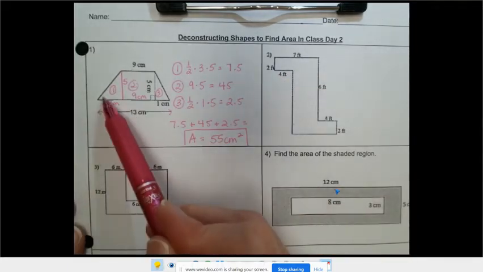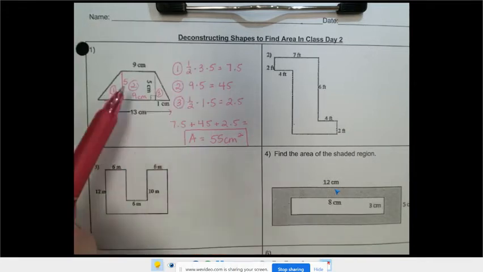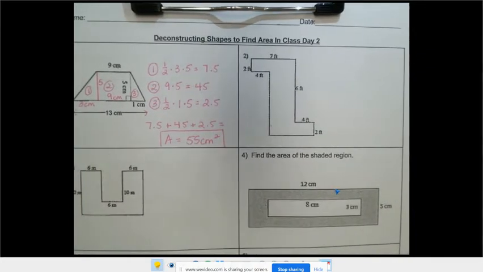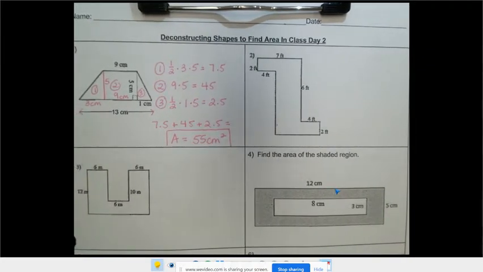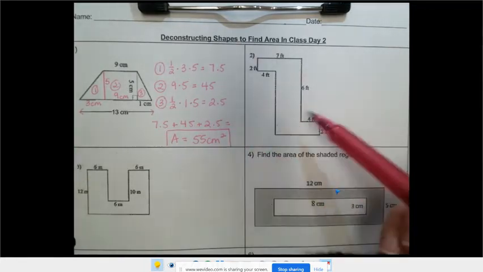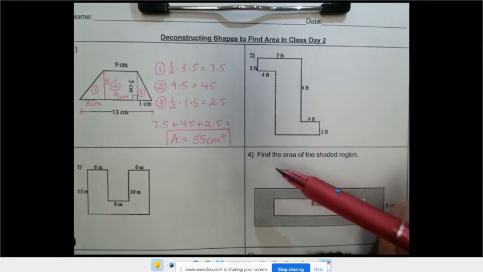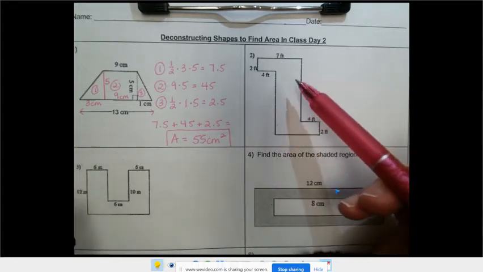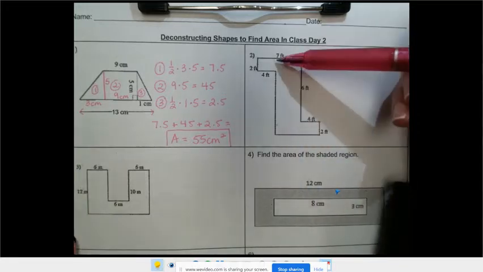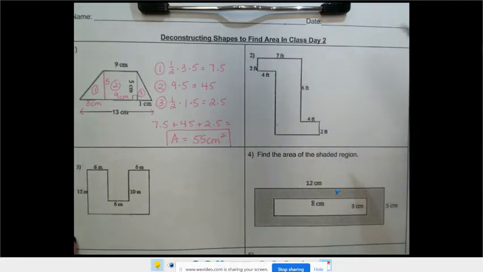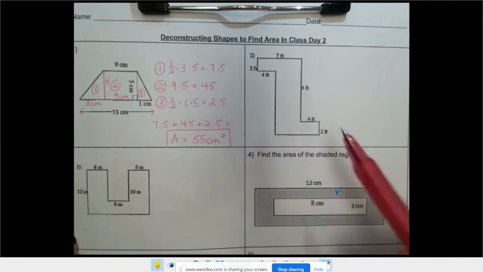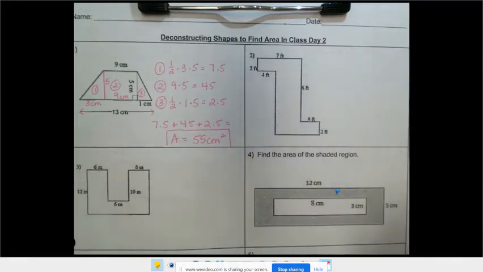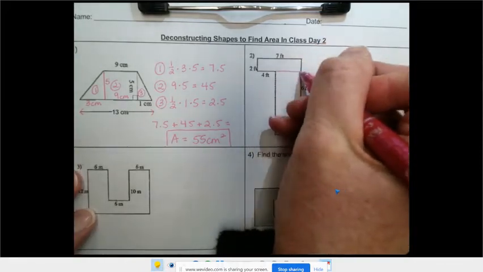I also could have broken this into 2 triangles and done it that way as well, or I could have broken it this way into 2 triangles and solved it. Let's look at this next one, number 2. In order to deconstruct these, I want to break them into triangles or rectangles, quadrilaterals, squares, whatever it is that I can find the area of. So in this case, I could break these here. I could break them here. I could break one here and one here. It's kind of however you want to do it. So for this one, I'm going to break it here and here.